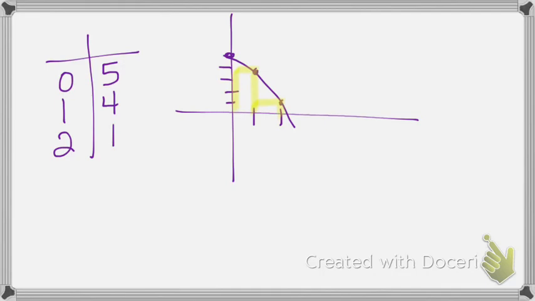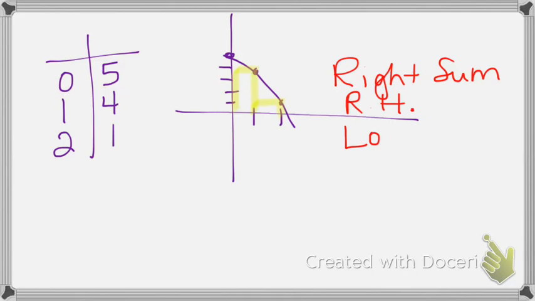That's called the right Riemann sum. Sometimes they call it the right-hand sum. In this case, it's called the lower sum because it's underneath the curve.